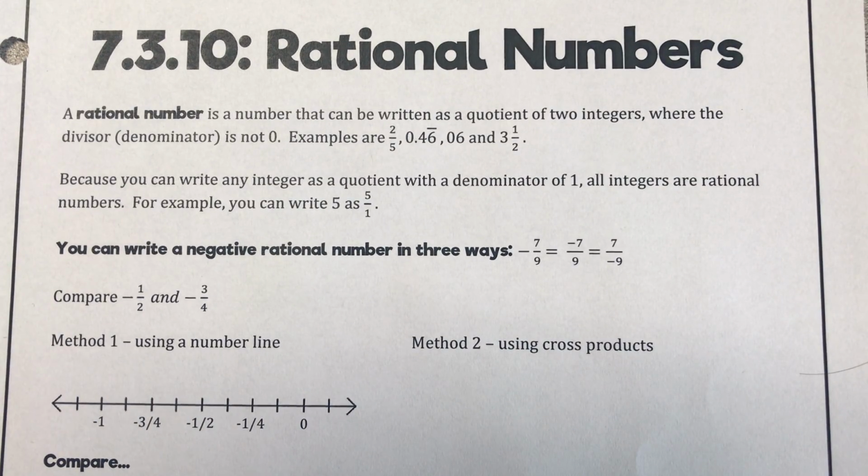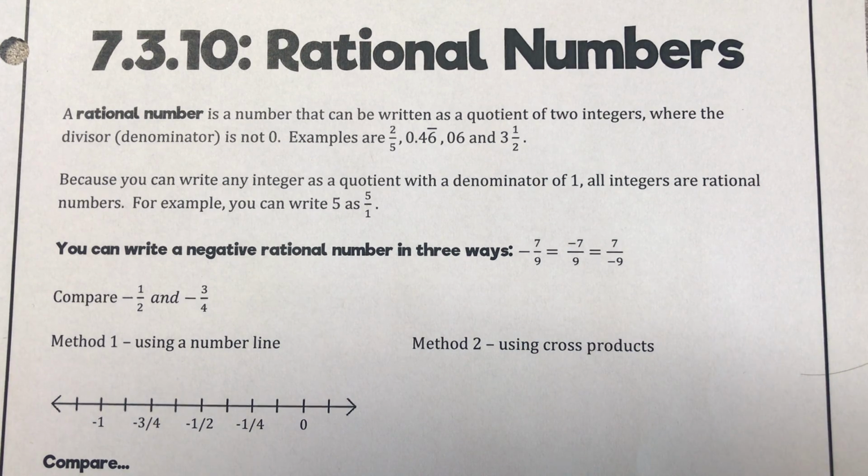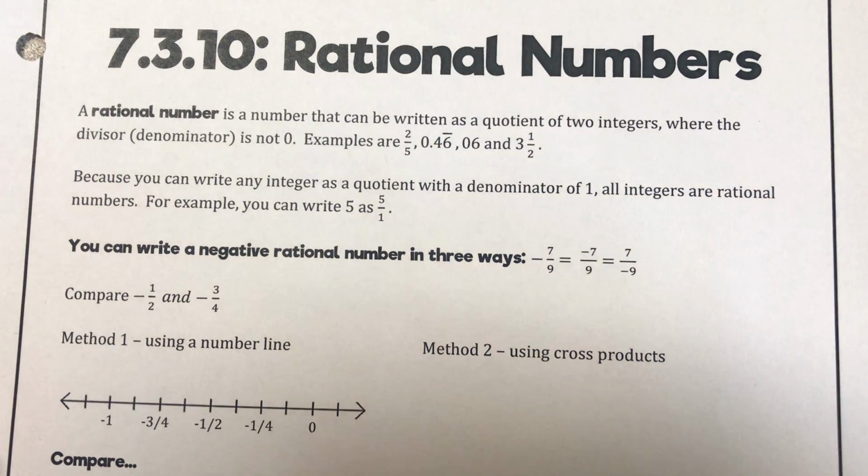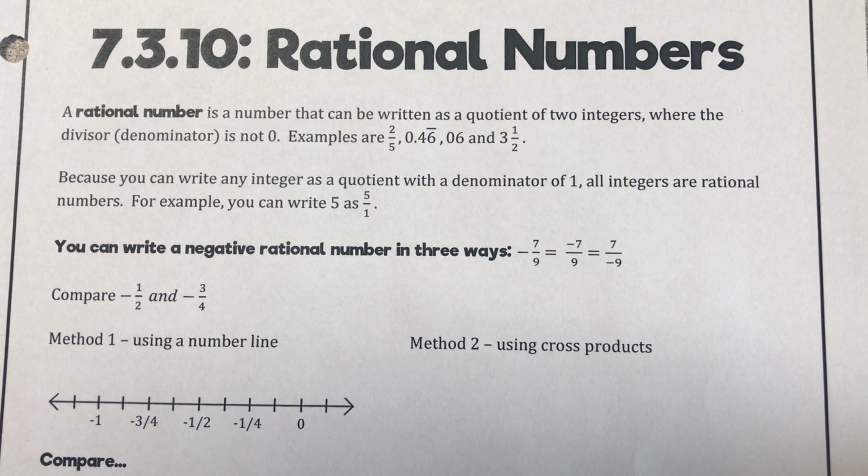Today we're going to wrap up chapter 3 by talking about rational numbers. A rational number is a number that can be written as a quotient, and remember that just means a division problem, of two integers where the divisor, that's the number doing the dividing, the denominator, is not 0. So in general, everything that you are going to deal with is a rational number, okay?